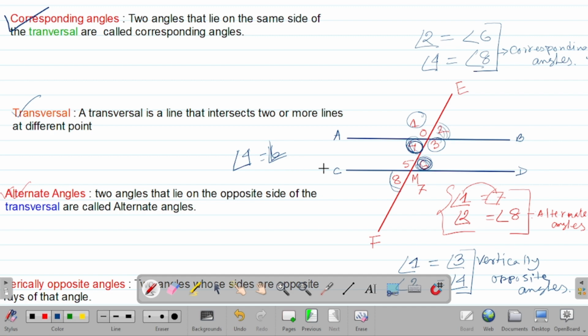alternate interior angles, then you will have 3 and 5. Angle 3 is equal to angle 5. They are also alternate interior angles.